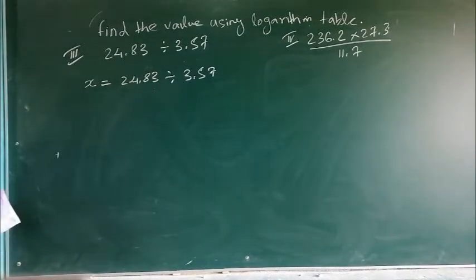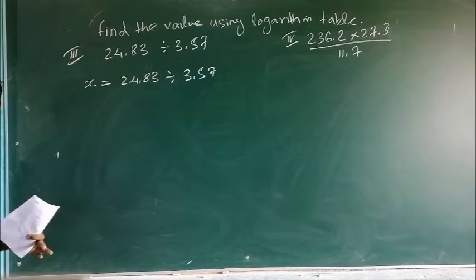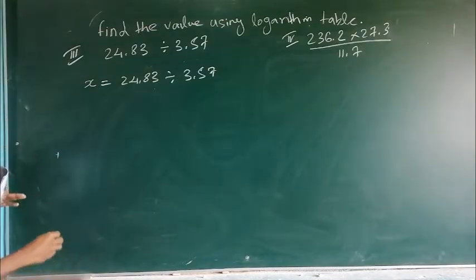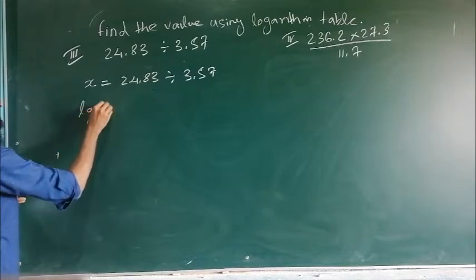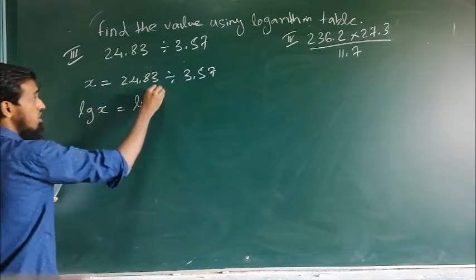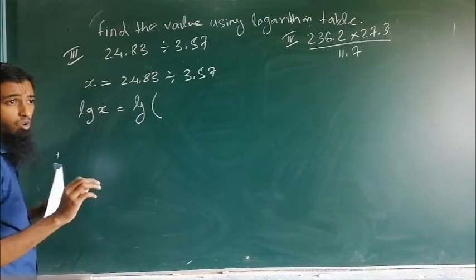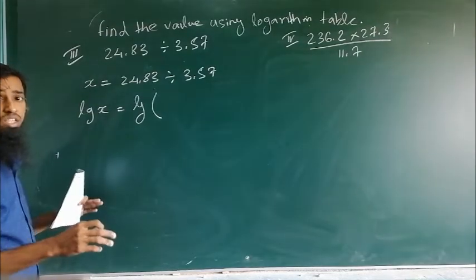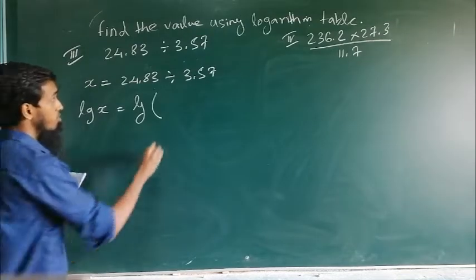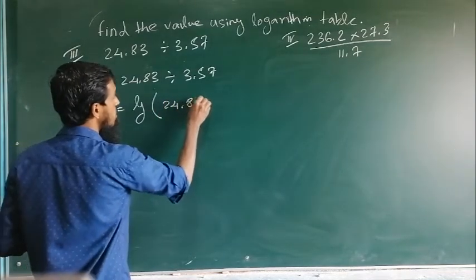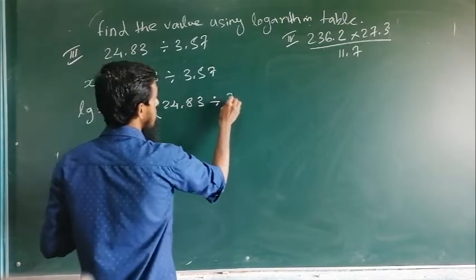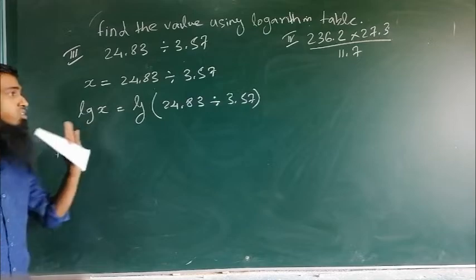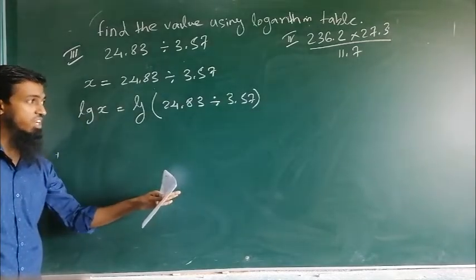So the next step, I think you are familiar with the steps. You have to add logarithm for both sides of the equation. So LG x. In this step you always have to write the given value, whatever it is, within the bracket. So LG of 24.83 divided by 3.57. Now we are going to use the right side and find the logarithm.